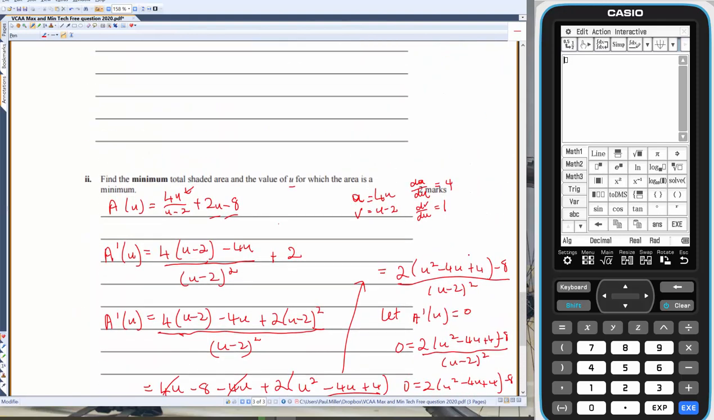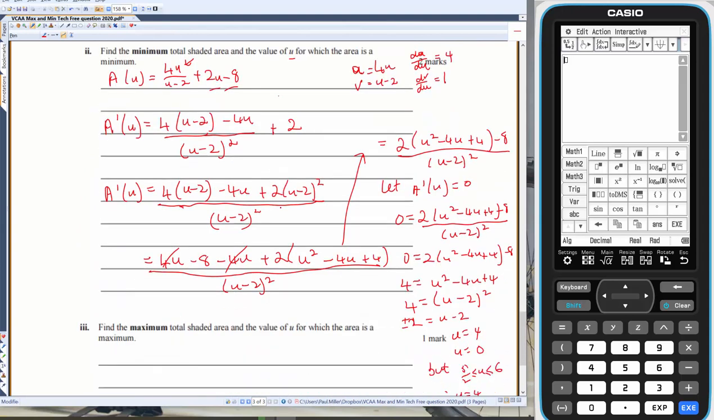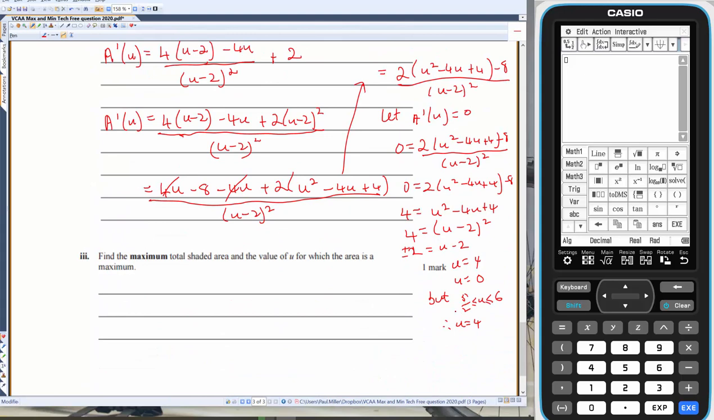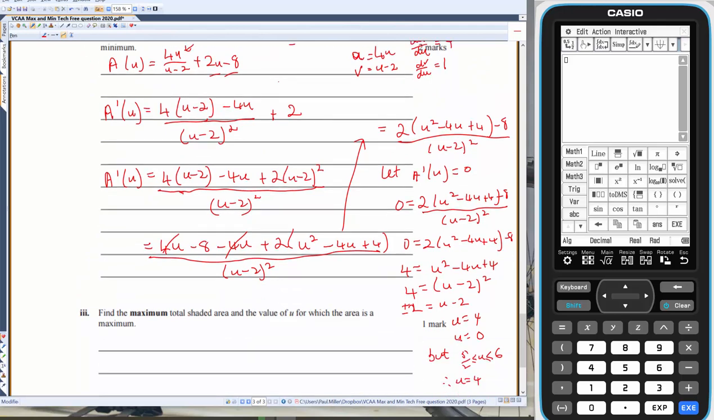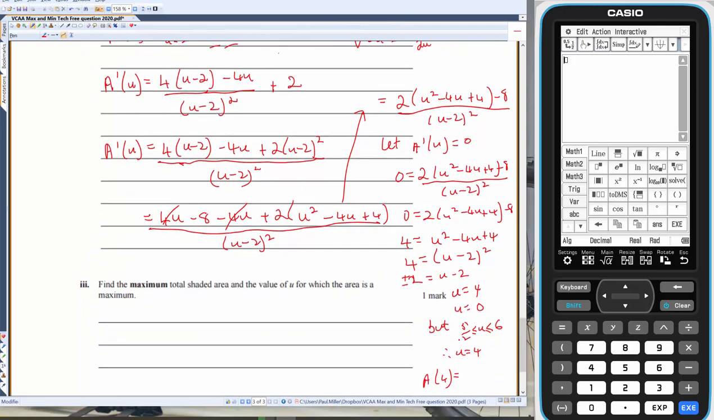Not even done yet. Find the minimum total shaded area for u. So what we've got to do now is, that's the value of u for which the minimum occurs. Now what I've got to do is sub that in. So I've got to do A of 4 into my area function. So my area function is up here. Right, so I've got to put that in there.